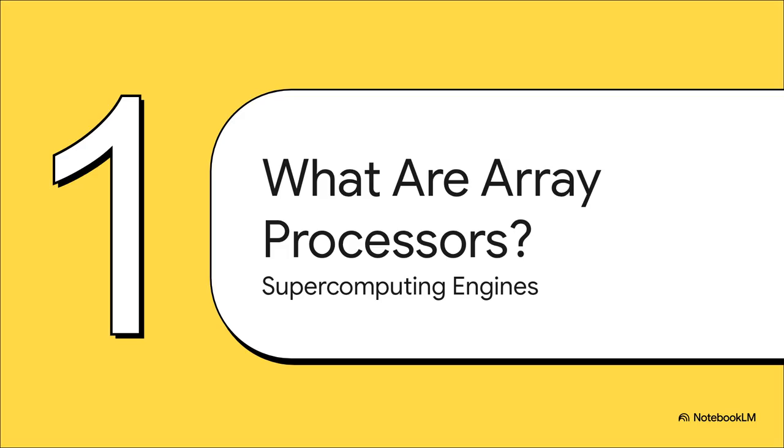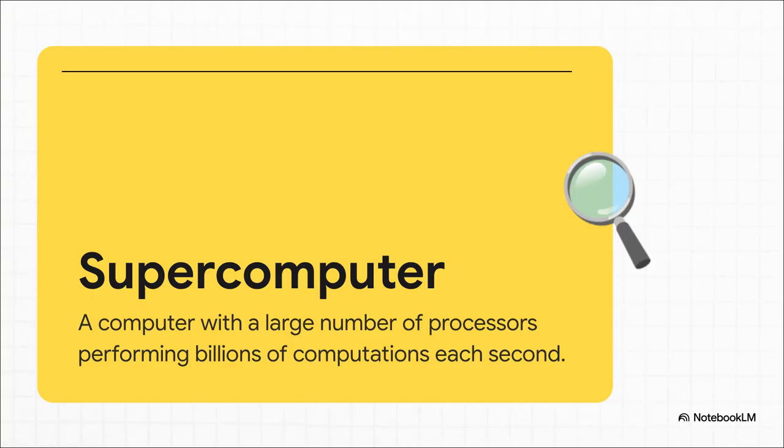So, what exactly is an array processor? Well, at its heart, it's basically an engine that's purpose-built for supercomputing. To really get what an array processor does, first, you have to appreciate the sheer scale of a supercomputer. I mean, we're not talking about your everyday laptop here. These things are computational giants, absolute behemoths designed for one thing: pure speed. They can do things in a single second that might take your personal computer hours, maybe even days.